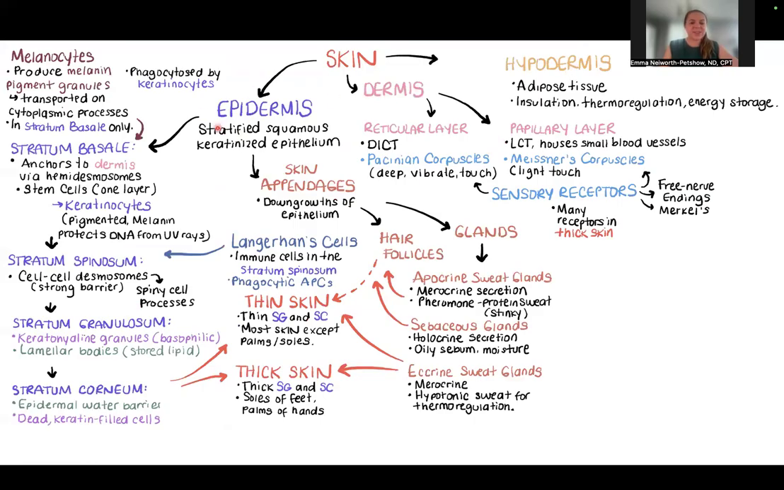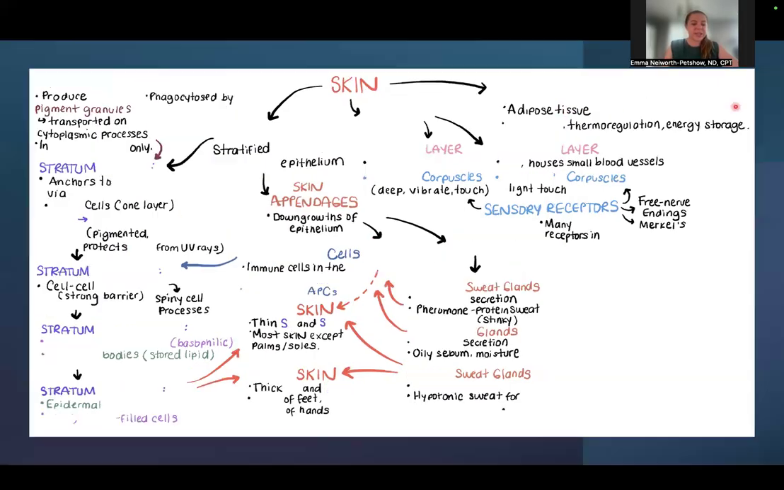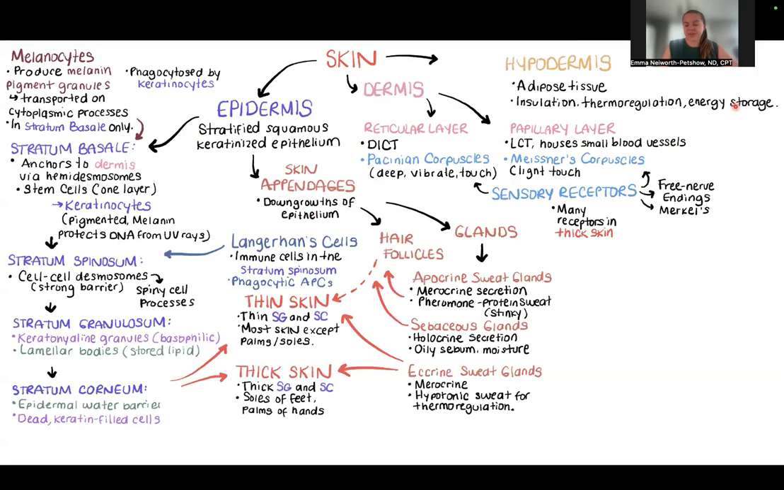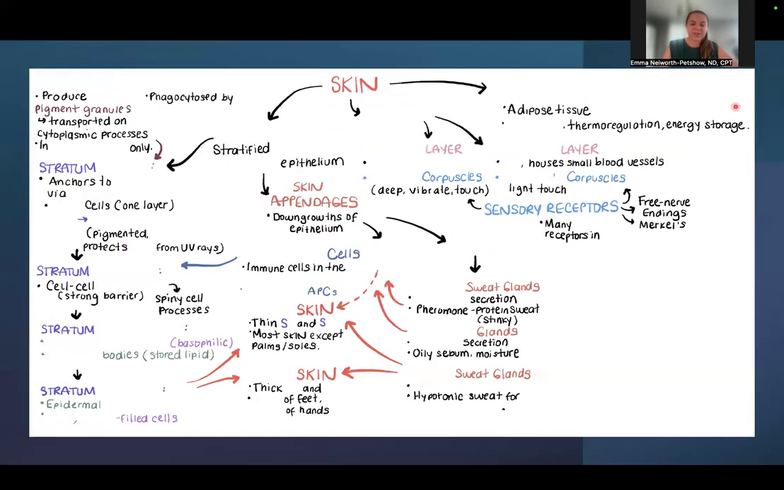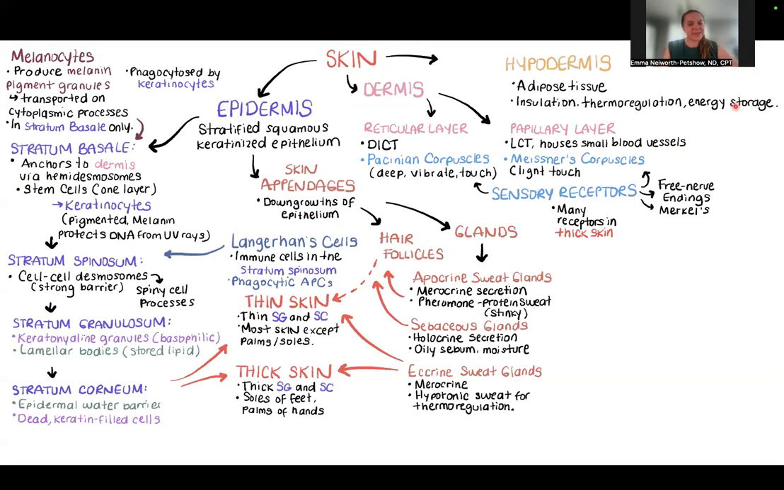Our epidermis is stratified squamous keratinized epithelium that consists of the four strata and skin appendages. Our dermis has the reticular and the papillary layer and contains two types of corpuscles, which are sensory receptors. And then our hypodermis is adipose tissue involved in insulation, thermoregulation, and energy storage. This would be a great place to start for your study, going back and forth between these two slides and filling in the blanks.